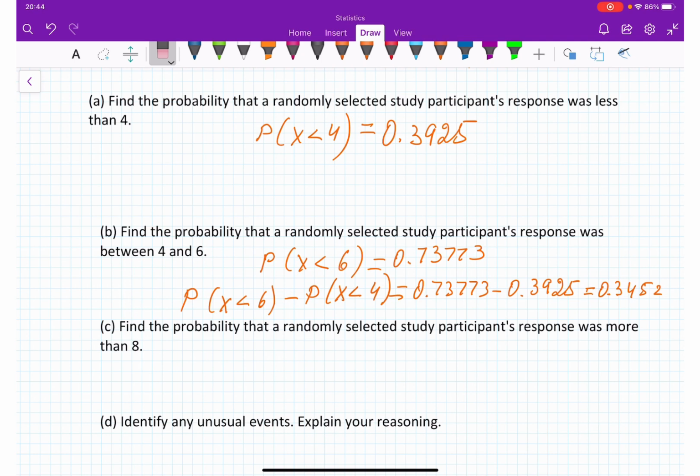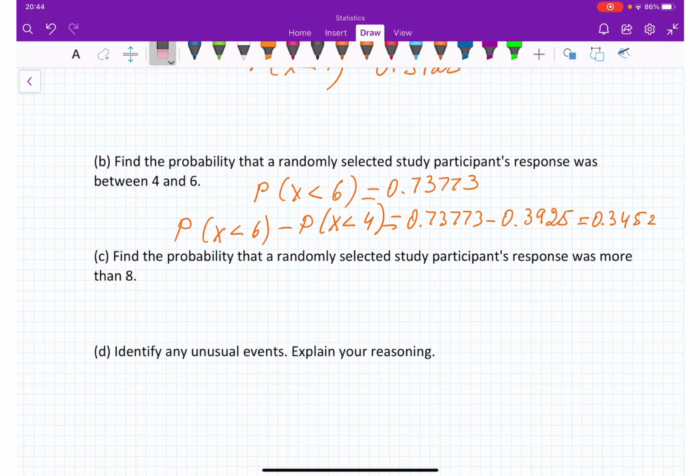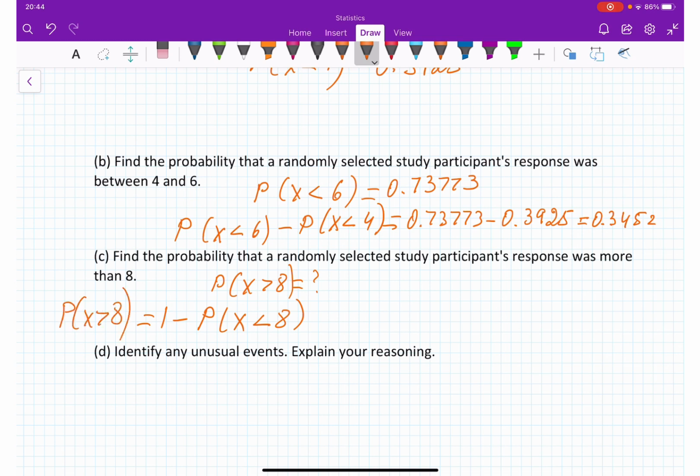Let me clean this. Next, find the probability a randomly selected study participant response was more than 8. So when we have to find more than 8, what we're going to do? First we need to find probability x less than 8, and then do 1 minus probability x less than 8. And that will be probability for x greater than 8. So let's find less than 8 first.